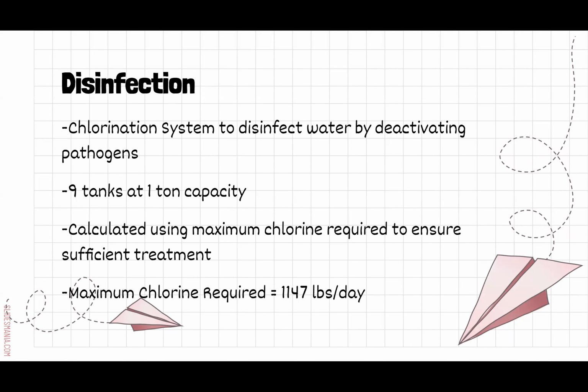Thanks, Daniel. Disinfection is an important part of the water treatment process because it deactivates disease-causing pathogens in the water and allows the water to be suitable for drinking and other uses. Our design has 9 tanks, and each tank has a 1-ton capacity each. In calculating this, we use the maximum chlorine required value, which is 1,147 pounds per day. And the reason that we use the max chlorine value is for redundancy and to ensure a sufficient treatment, since this is a crucial step in the treatment process. Next slide, please.